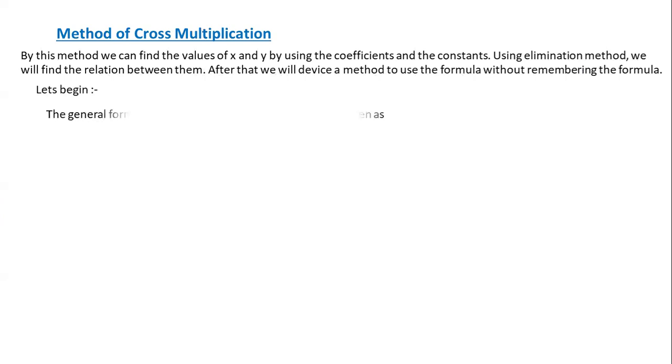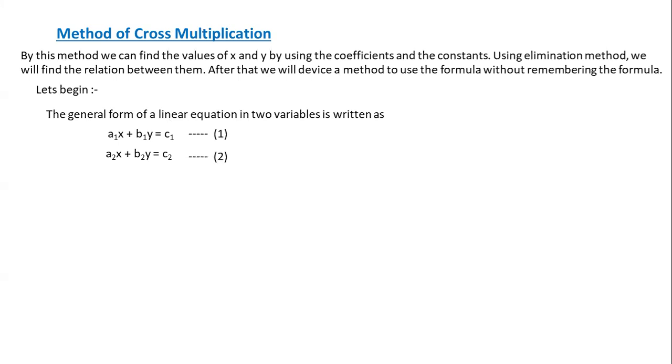Let's begin. The general form of a linear equation in two variables is written as a1x plus b1y is equal to c1, where a1, b1, c1 are constants. The other equation is a2x plus b2y is equal to c2, where a2, b2 and c2 are constants. Now, this is your first equation. This is your second equation.